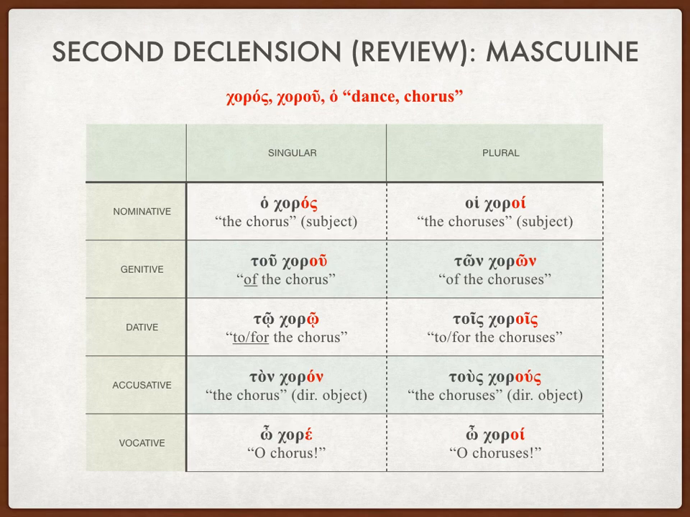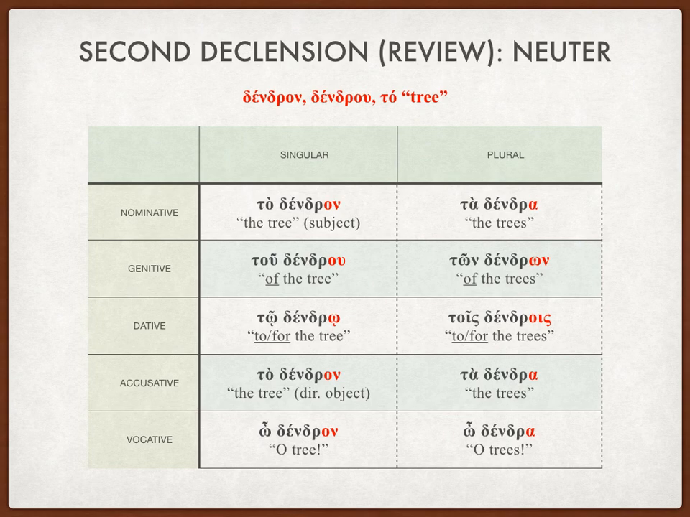Dative plural, tois chorois, to or for the choruses. And the always fun to say accusative plural, tous chorous, the choruses, if I hit or see the choruses. And finally, if I'm talking to a bunch of choruses, the vocative plural is almost always the same as the nominative plural. So I would just say, o choroi, o choruses. So that's the masculine system in the second declension.